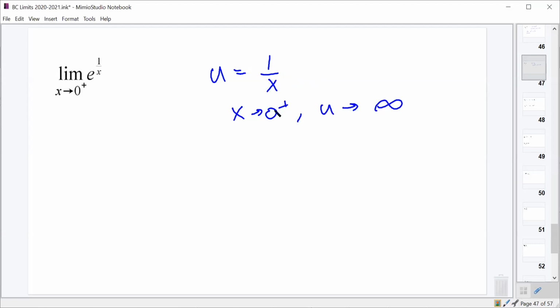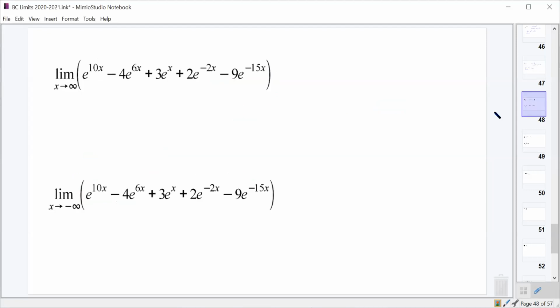If we were approaching 0 from the left, then this would be 1 over a very small negative, and we'd be approaching negative infinity. So we can rewrite this limit as the limit as u approaches infinity of e to the u, which is infinity. Any issues with that? All right, take a look at a couple more of these.